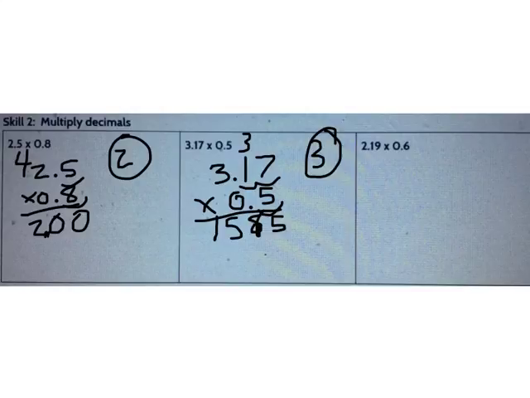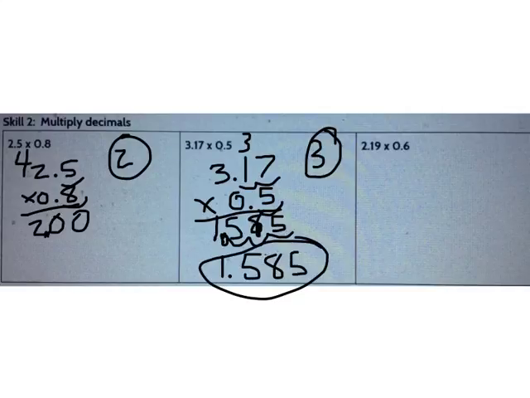Where should the decimal go in my number? Well, I need 3 digits behind the decimal. 1, 2, 3. So the answer is 1 585 thousandths. Now you try one. What's 2 19/100 times 6/10?